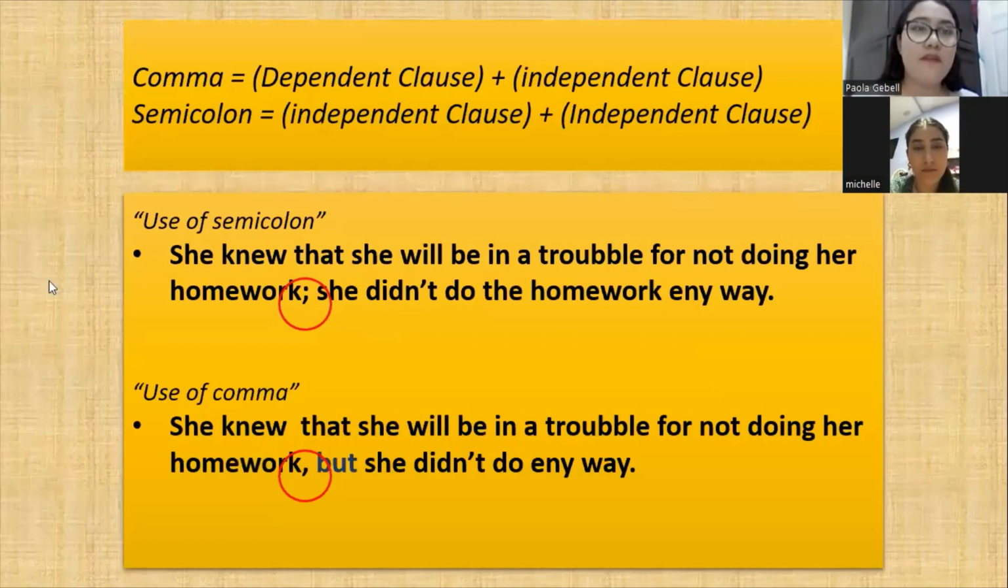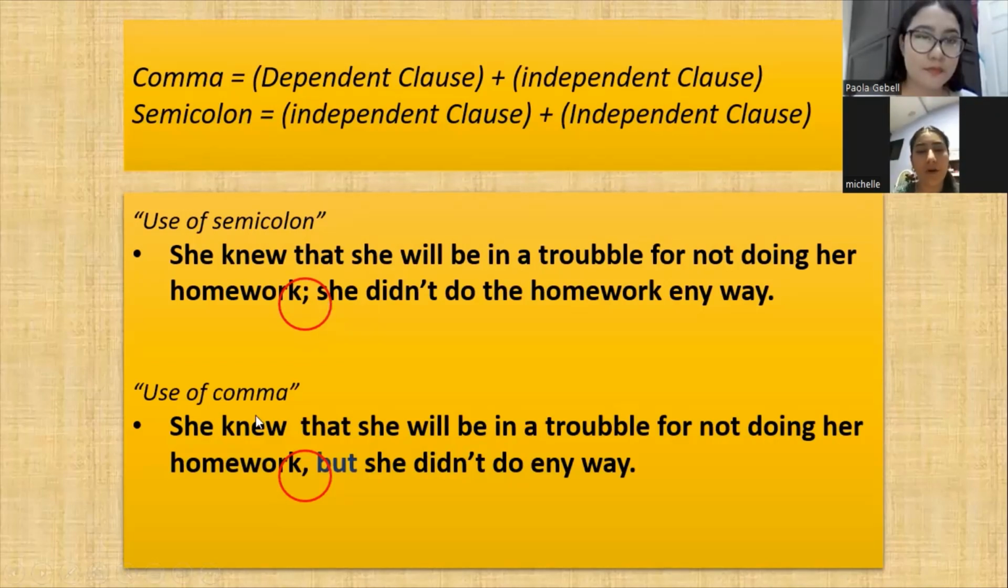Here we have a summary of when we can use a comma or semicolon. Can you read it, please, Michelle? Okay. Use of semicolon. The example says, she knew that she will be in trouble for not doing her homework, semicolon. She didn't do the homework anyway. Okay, go ahead. Use of comma.